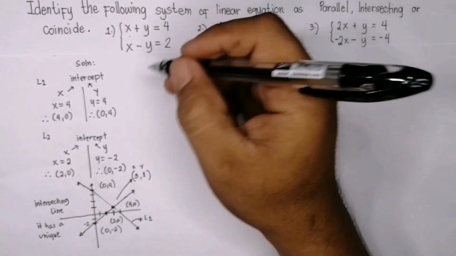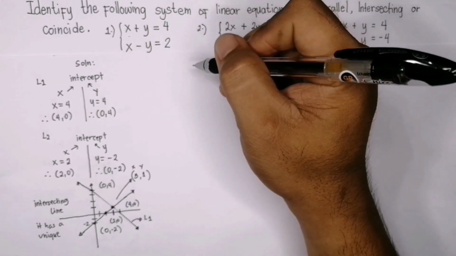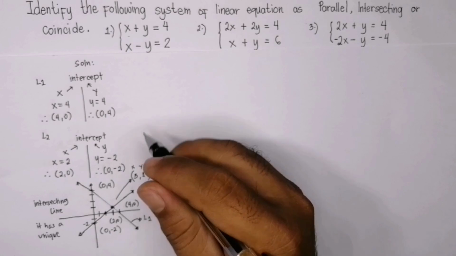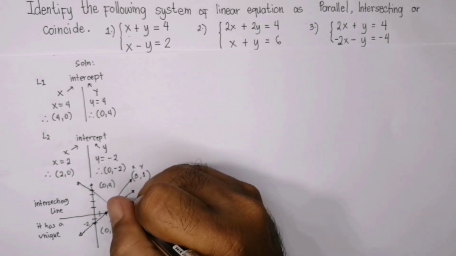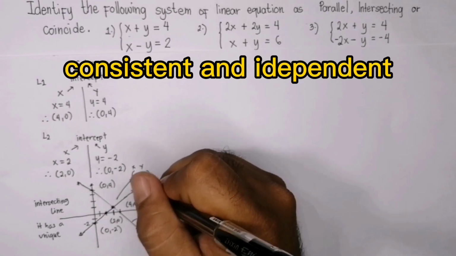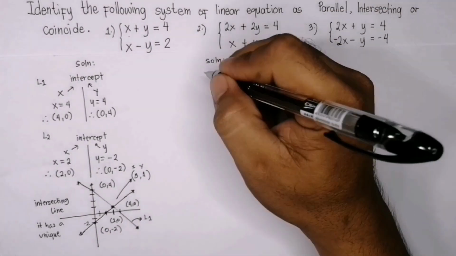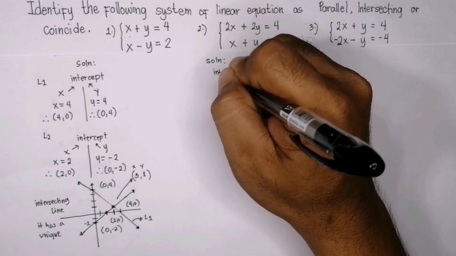3 plus 1 is 4, correct? And 3 minus 1 is 2, correct? So meaning to say, this is our solution. And we call it a system which is consistent and independent. Solve the problem number 2. Let us use the same pattern.